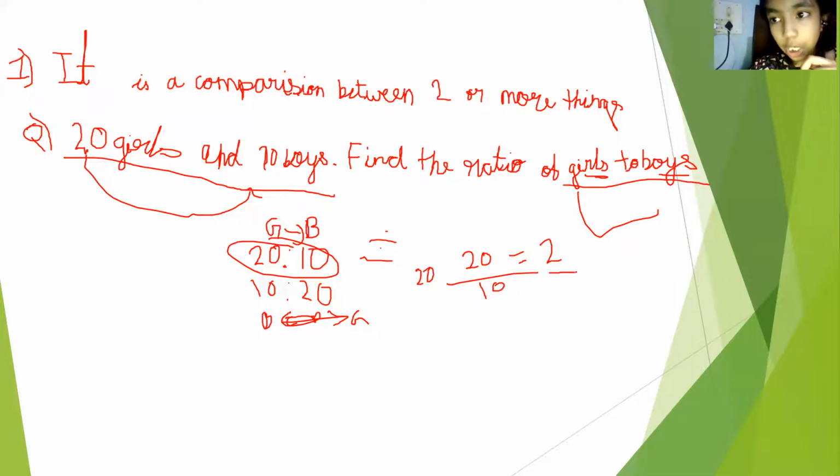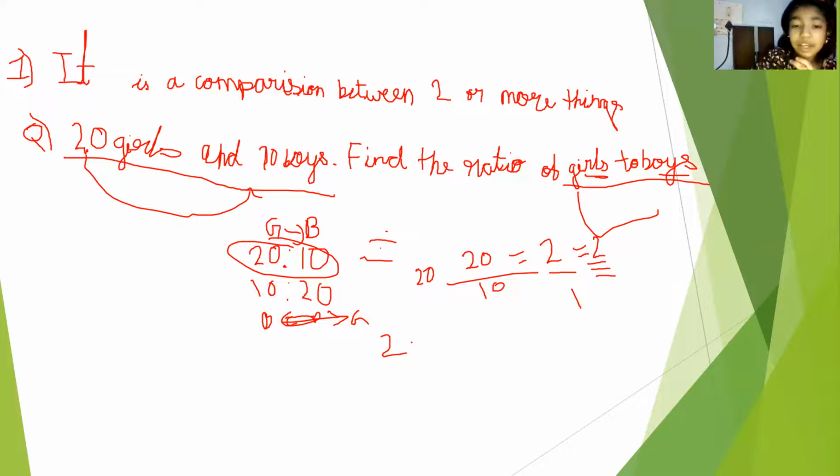Now comes the tricky part, which is also the most important part. When you see 2 raised to 1, that is, 2 by 1, in fractions it can also be written as 2 itself. Isn't that true? But in a ratio, that is not possible. It won't be known as a ratio. It will be just known as a number.